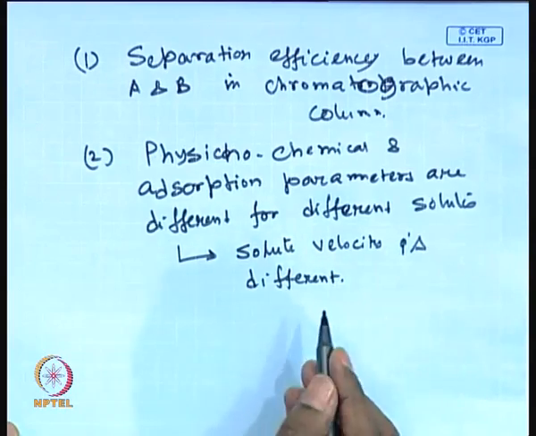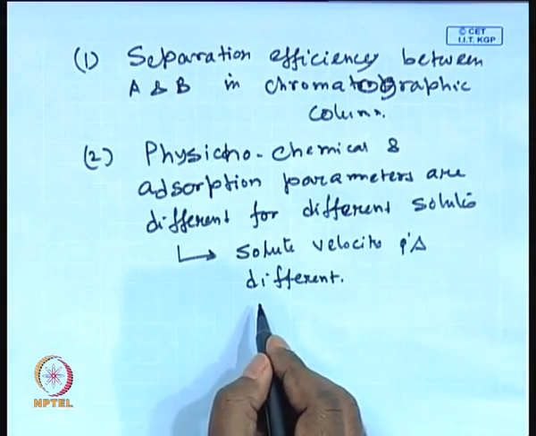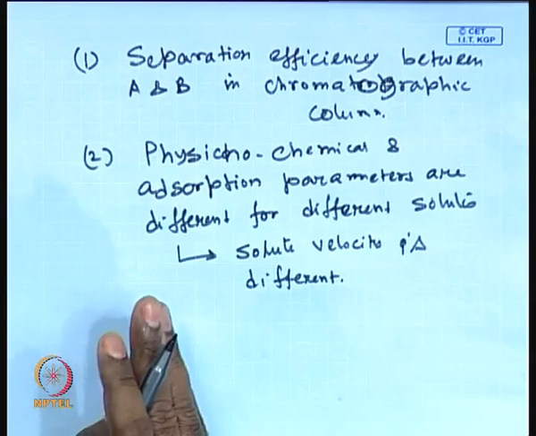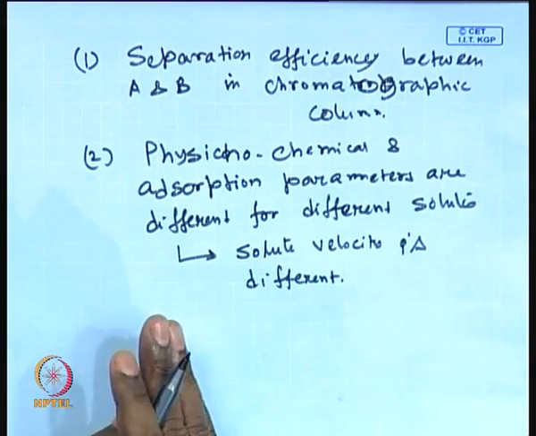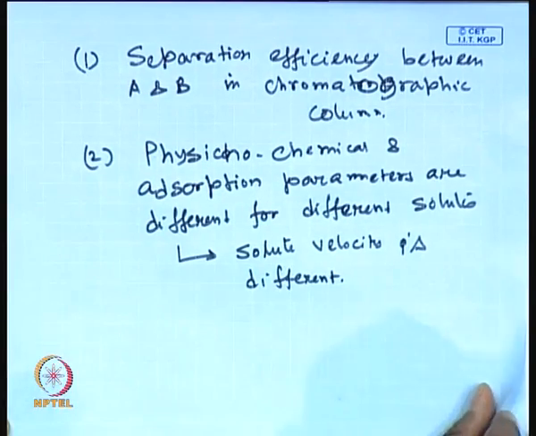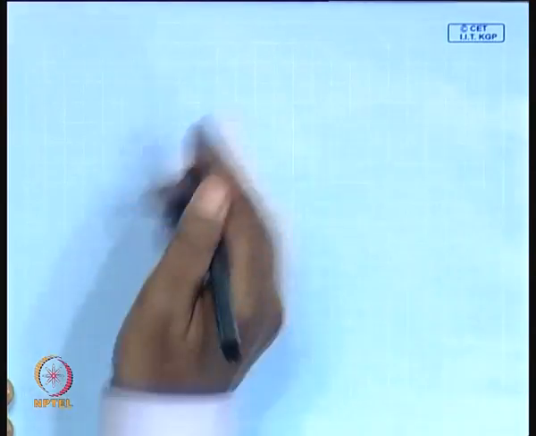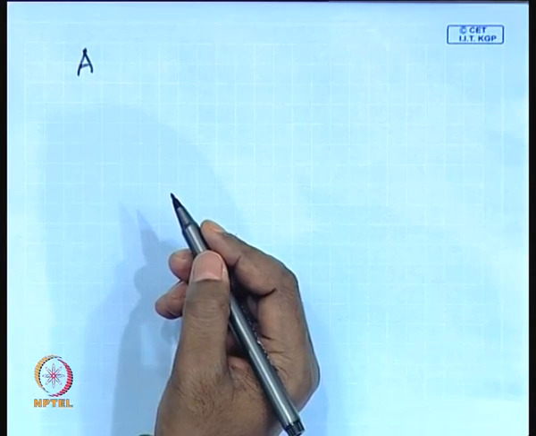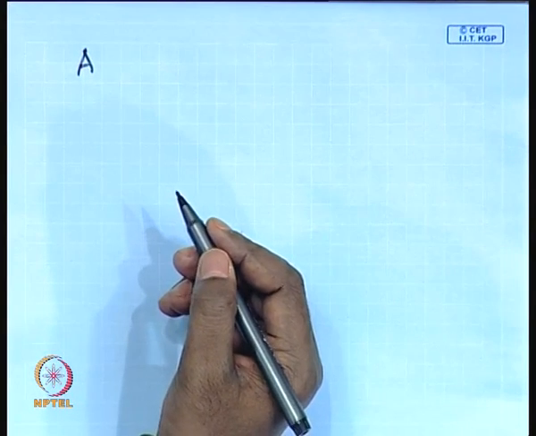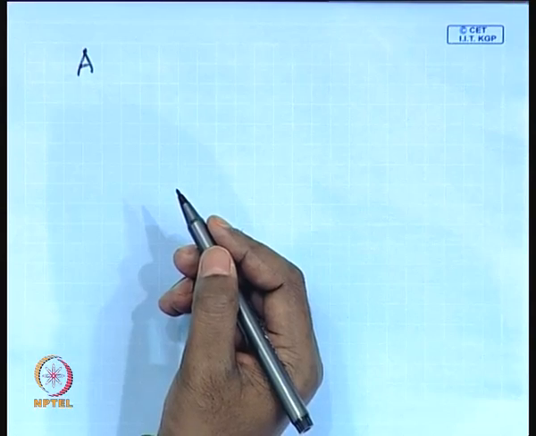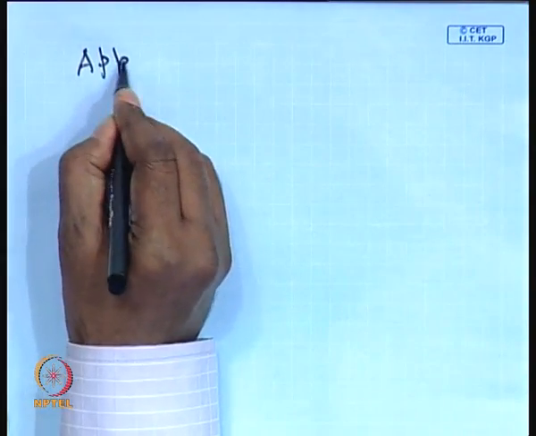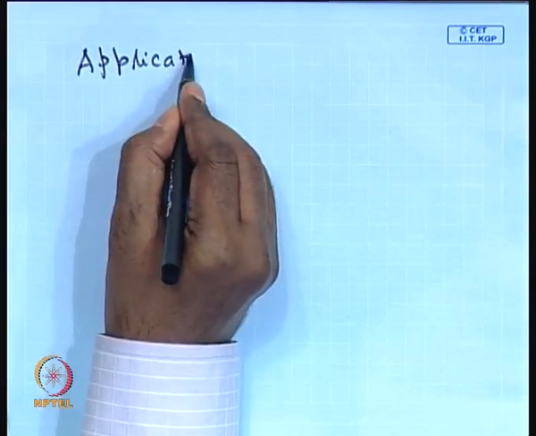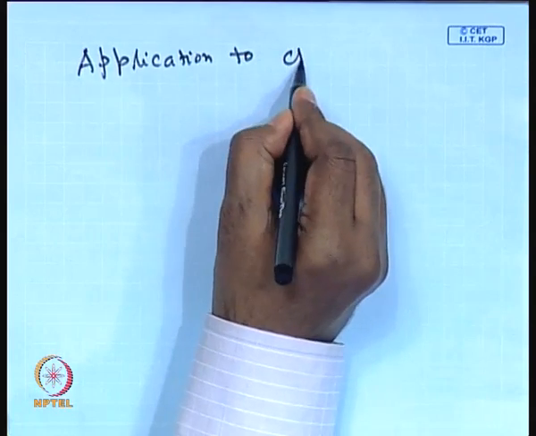So, because of this difference in solute velocity, you can have different concentration at the outlet at different points of time. Now, let us look into the application of solute movement theory to chromatography. This whole theory, up to the figure that we have described, is known as the solute movement theory in the column. Okay. Now, let us try to apply it to chromatography.